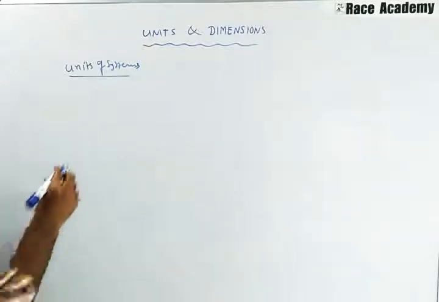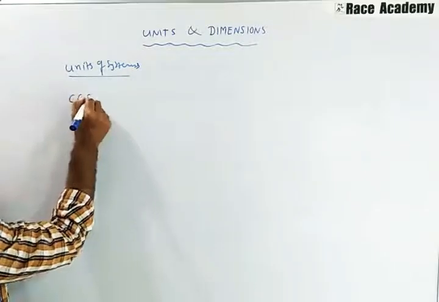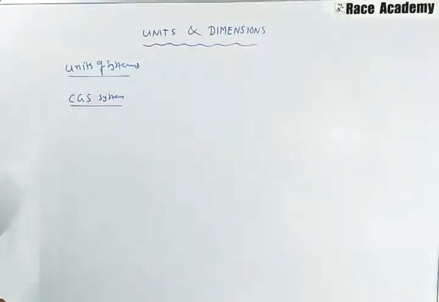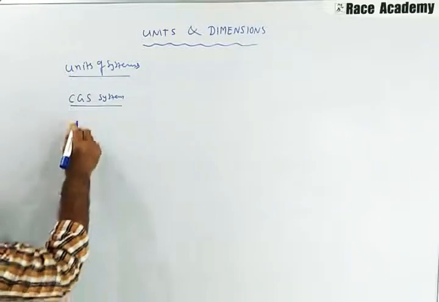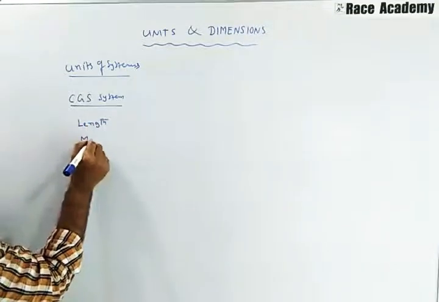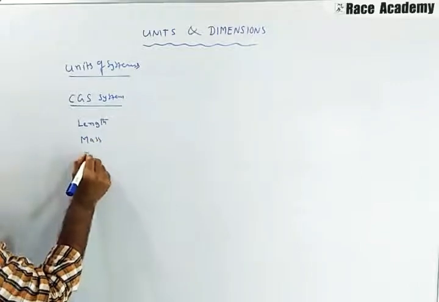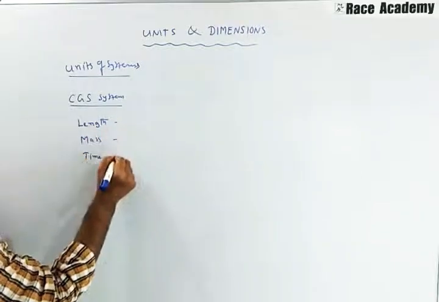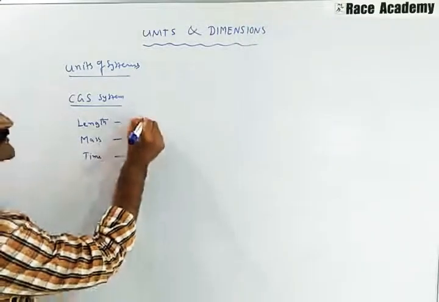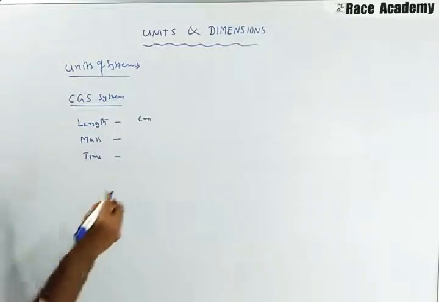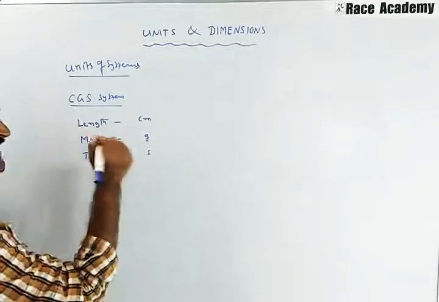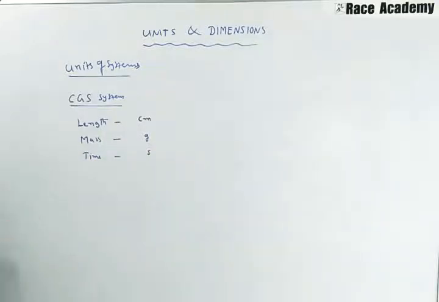First we'll see the CGS system. In this, we'll see the units of length, mass, and time. Length will be measured in centimeters, mass in grams, and time in seconds. These are the units.